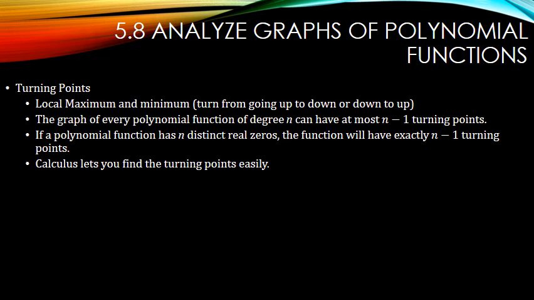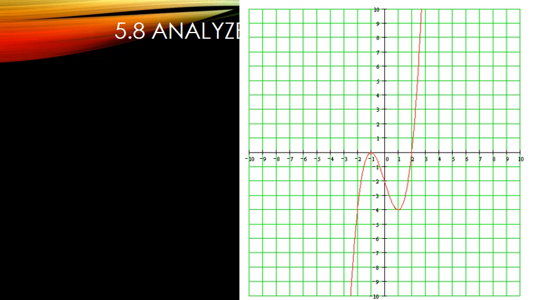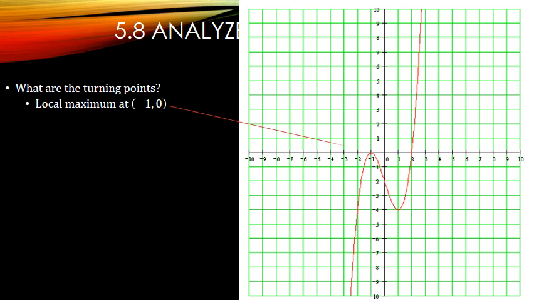Calculus lets you find the turning points easily. For us today, we're just looking at graphs. So what are the turning points of this graph? Well, we can see right there is a local maximum. So that's -1, 0. And there's a local minimum, 1, -4. Since there are 2 turning points, it could be degree 3. So this could be cubic.